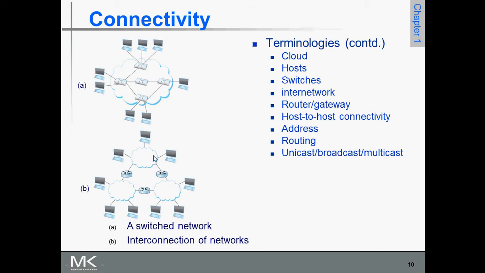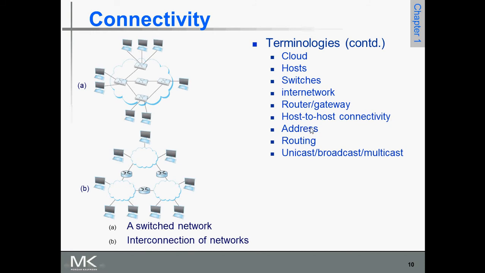Here in our picture we have a lot of independent networks. Each one is represented as a cloud, and all these clouds are interconnected using a small device called a router. So an internetwork is nothing but a collection of networks that are connected with the help of a specialized device called a router. Then we have host to host connectivity.